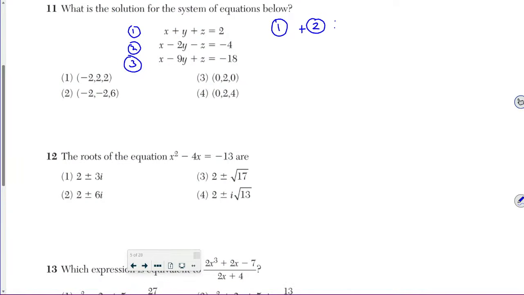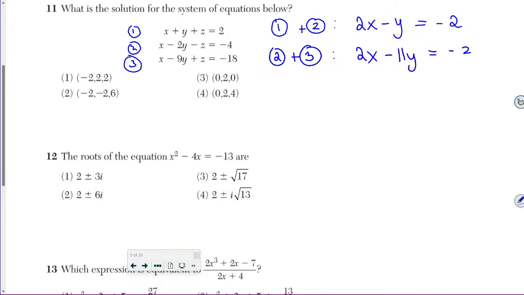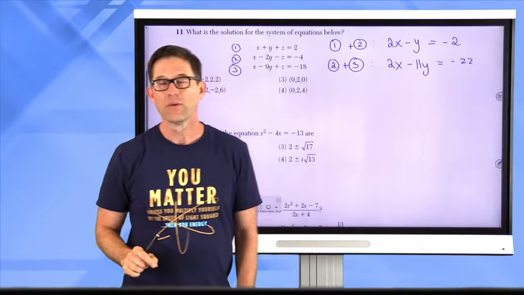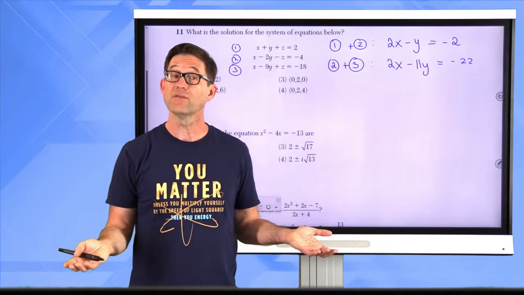When I do that, I have x plus x, which is 2x, y minus 2y, which is negative y, and z plus negative z is 0, so those go away. 2 plus negative 4 is negative 2. Now I'm going to do the same, and add equation 2 to equation 3. I'll get x plus x, which is 2x. I'll get negative 2y plus negative 9y, which is negative 11y. And I'll get negative 4 plus negative 18, which is negative 22. And now I have two equations with only two unknowns.